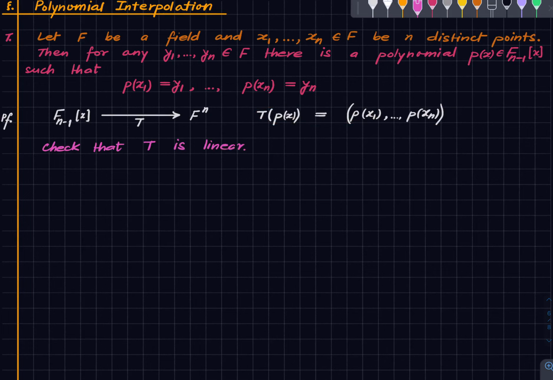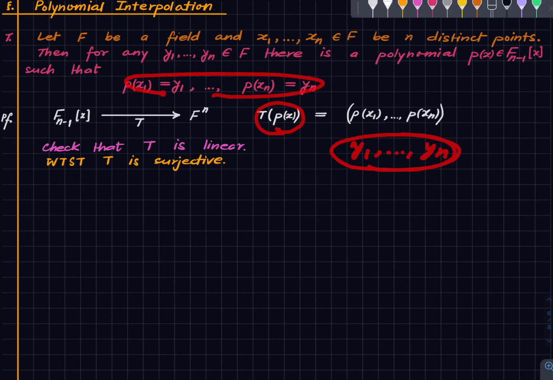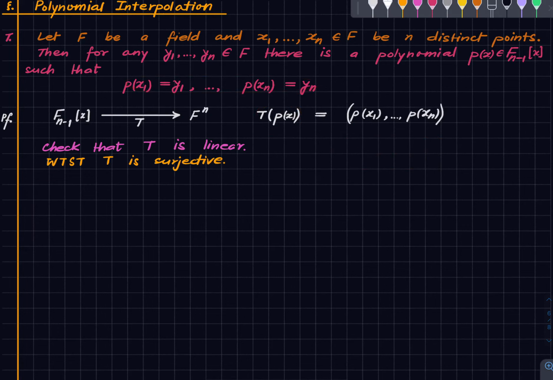Very easy to check. This is a linear map, and we want to show that it is surjective. This is really what the theorem asks us to prove. Why? Because what it is saying is that for any y1 up to yn, there is some polynomial that fits the data. Meaning, once you choose y1 up to yn, there is some polynomial for which T of P(x) is the same as this thing. That's exactly what this means. So once you realize that, we want to show that T is surjective. But since these two vector spaces are of the same dimension, we just need to show that T is injective. So suffice it to show that.